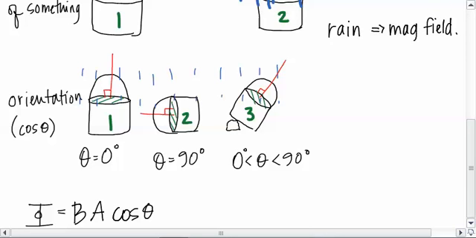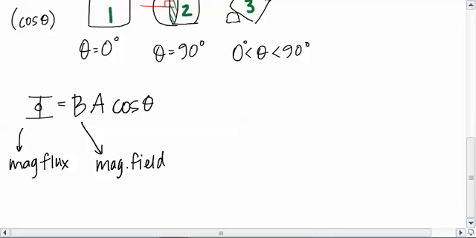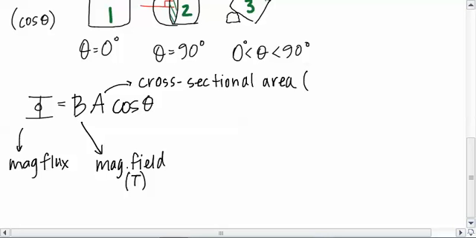So if flux is BA cos theta, this is our magnetic flux. This is the magnetic field. What's magnetic field measured in? Tesla. This is the cross-sectional area. And what should area be measured in physics? Meters squared, very good. And this is that tricky angle.